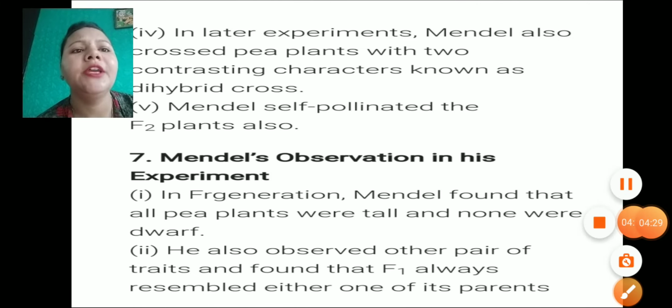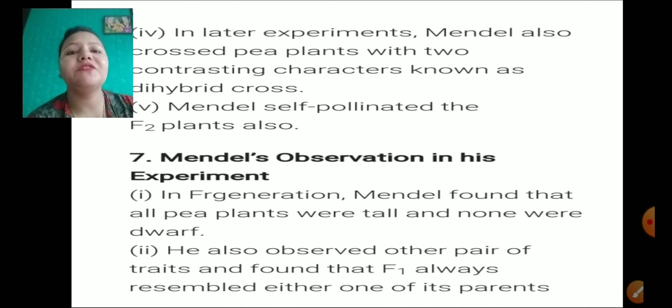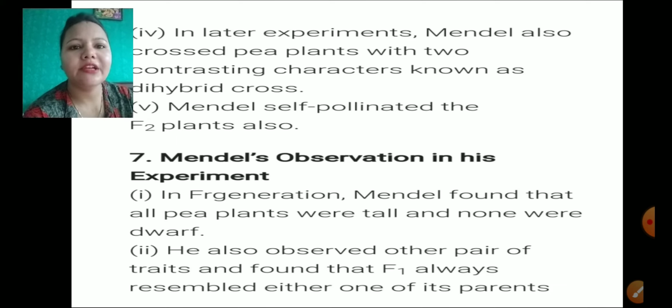Now next, in later experiments, what did Mendel do after this? He crossed plants with two contrasting traits. Firstly, he crossed plants with one contrasting trait. Secondly, he crossed plants with two contrasting traits. Now he took round and wrinkled, along with round yellow, one being seed shape and the other seed color: round, wrinkled and round yellow.